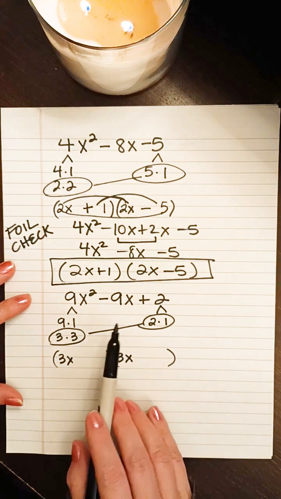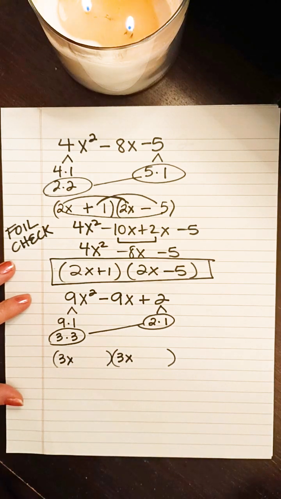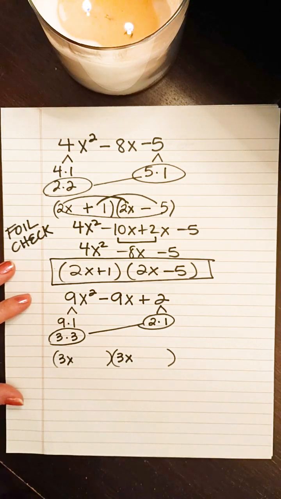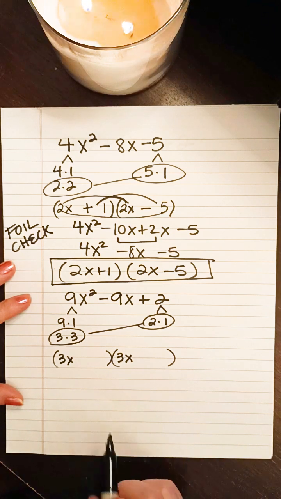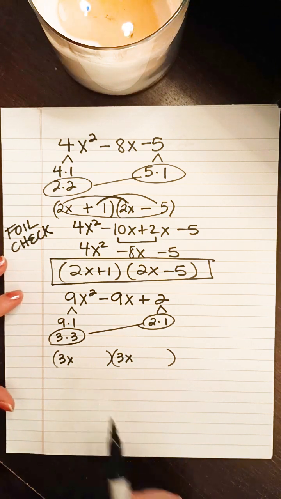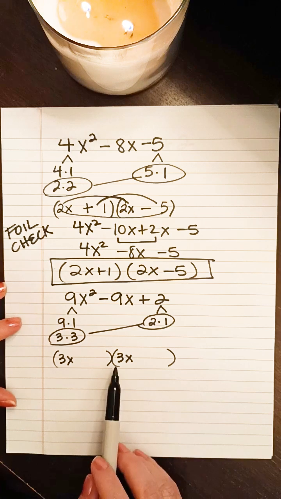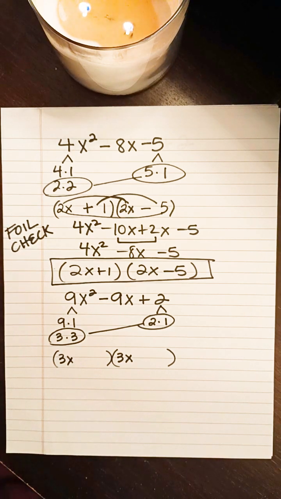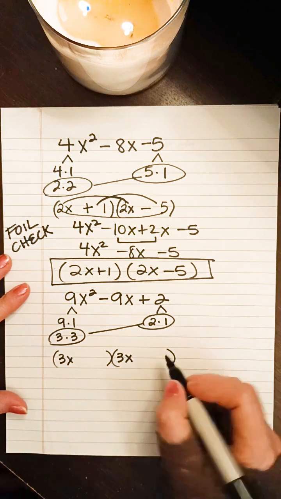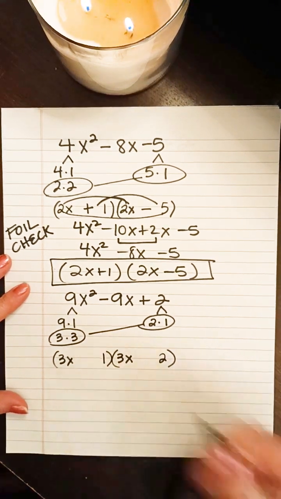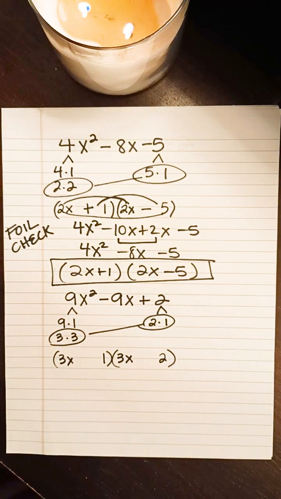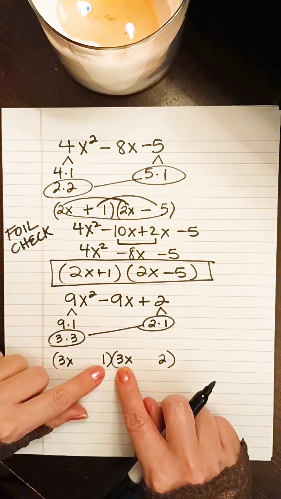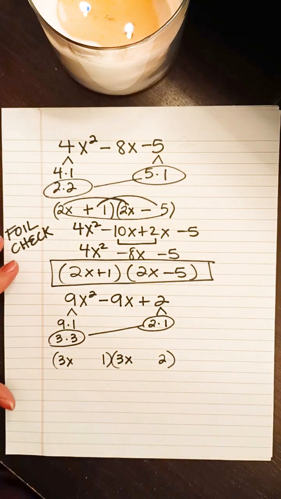So I want to get that 9. So I'm going to go ahead. Actually, it doesn't really matter in this case because just like back here, the first terms were both the same. But I'll just put 2 here and I'll put 1 here. So I have 6x and 3x.